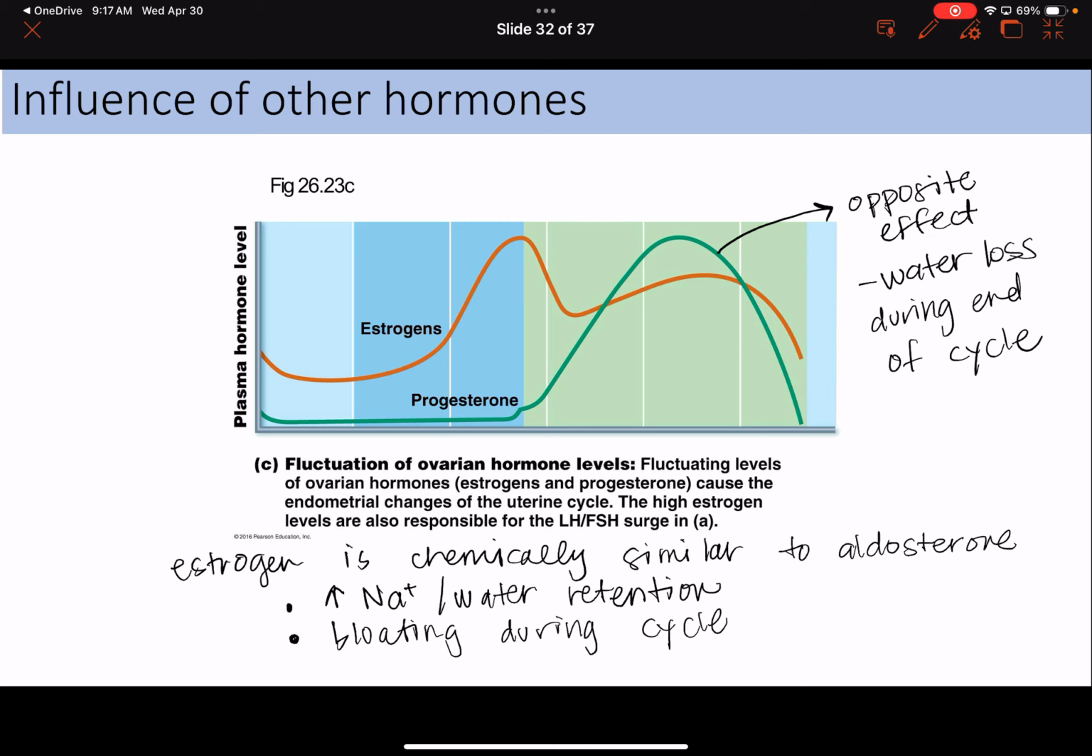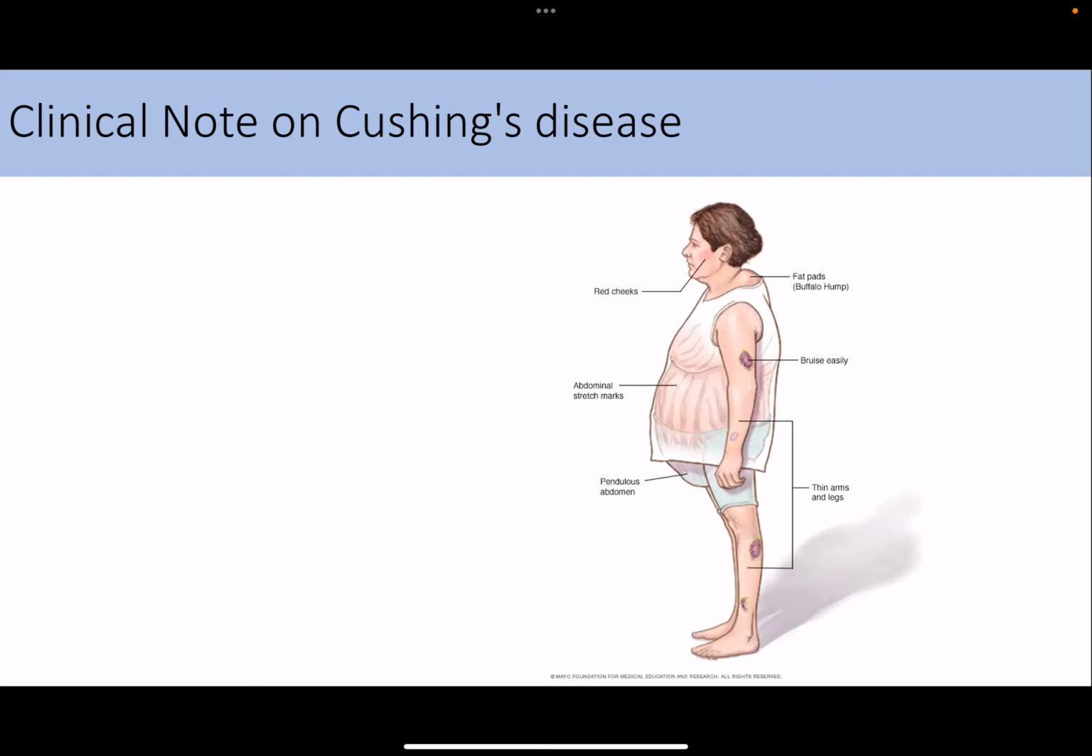Anybody remember why progesterone is a good birth control method? What does it do? It makes your cervical mucus thick. So then the sperm have a hard time getting to the egg because the fluid's too thick.